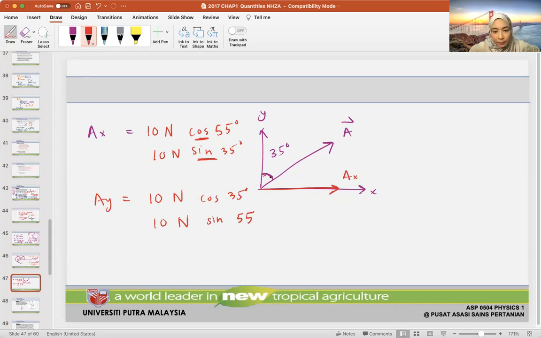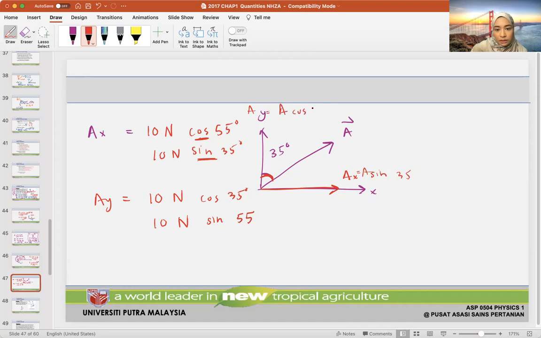So siapa yang touching the angle? For instance, Y is touching 35. So AY gets the cosine. Okay, and AX is not touching 35. So AX gets the sine. AX gets the sine 35. Okay, let me write that properly.